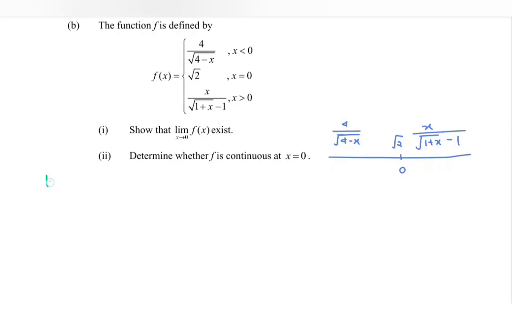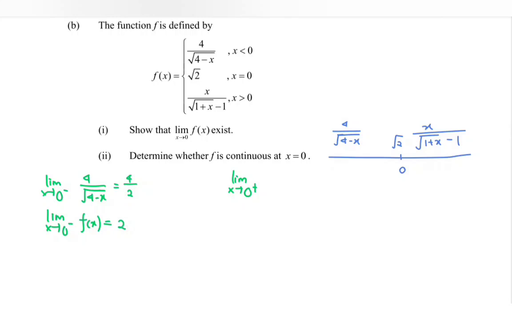Show that the limit when x approaches 0 from the left equals the limit when x approaches 0 from the right. So focus on the left hand side, where we have 4 over the square root of 4 minus x. If we substitute 0, we will have 4 over the square root of 4, which is 2. So the limit when x approaches 0 from the left for the function f(x), the value of y approaches 2.